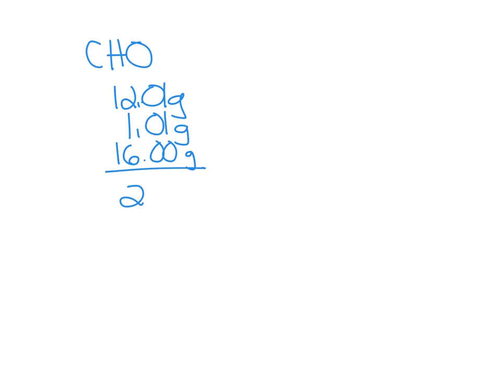Okay, so we know our empirical formula is CHO, so the next step is finding the molar mass of our empirical formula. So add 1 carbon, 1 hydrogen, and 1 oxygen. You get a molar mass of 29.02, and then you have to circle back to the molar mass we found out, and it's 116.28.